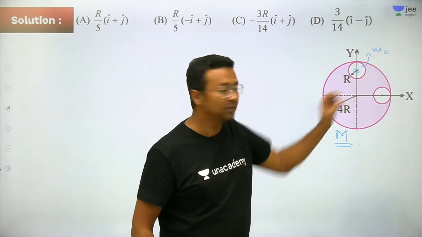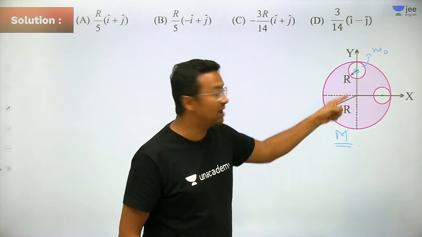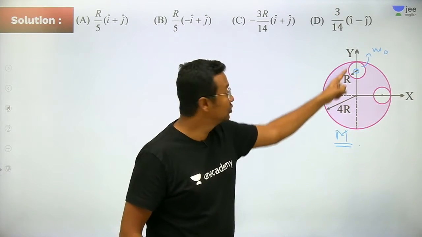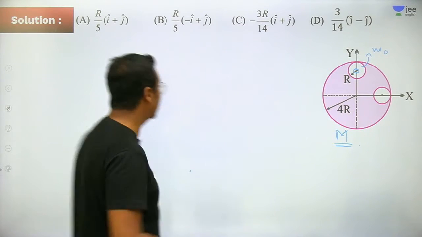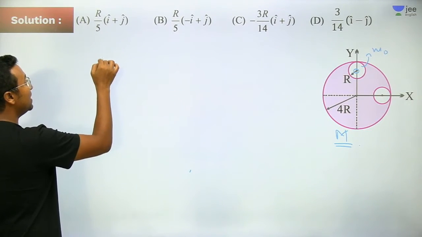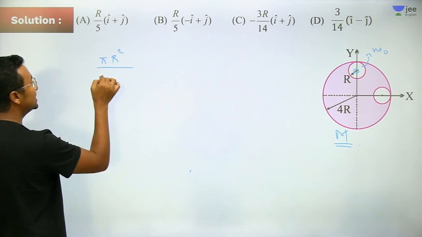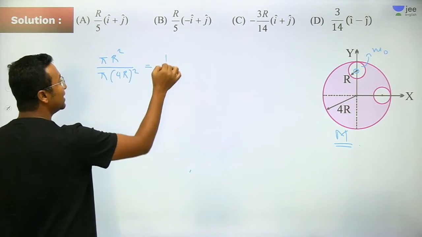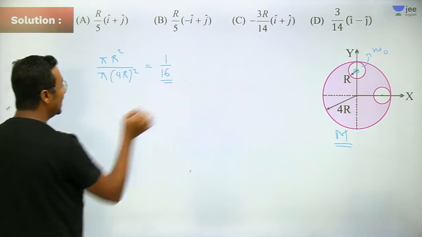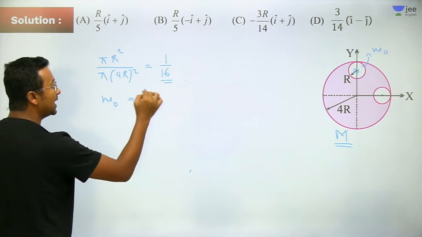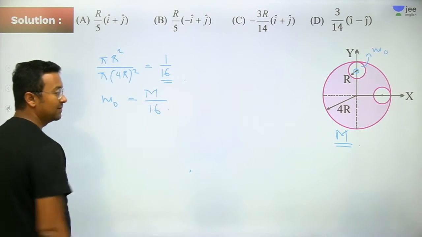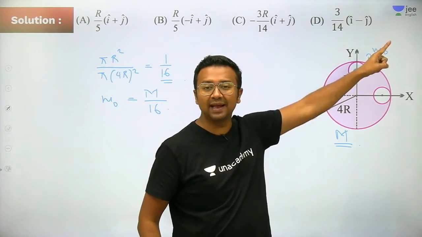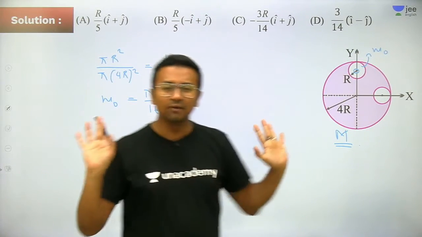What will be the ratio of the area of the smaller circle to the bigger circle? The smaller circle will be pi r square. The bigger circle will be pi into 4r whole square. So I can write it as 1 divided by 16. That means my m naught will be capital M divided by 16. That means the small mass out here will be equal to capital M divided by 16. Simple idea. We got the masses.